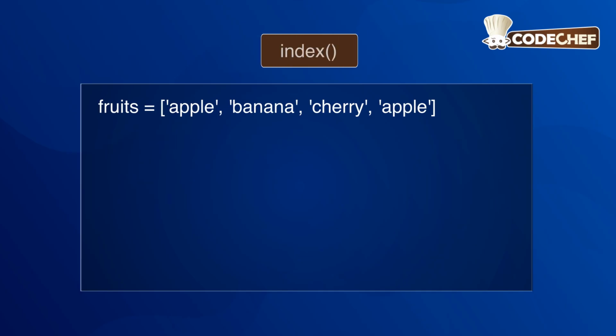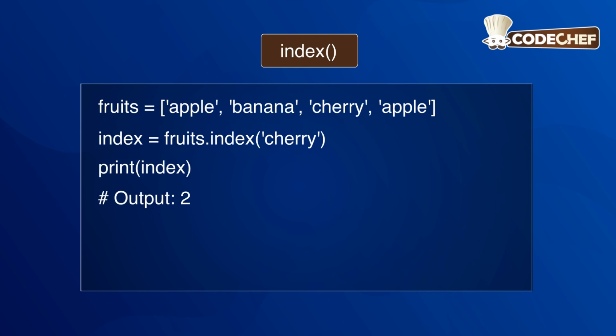The .index method returns the index of the first occurrence of a specified item in a list. To get the index of the first time an item appears, use the .index method. In this code, we call fruits.index('cherry'). This method searches the list and returns the index of the first item that matches cherry, which is 2. This value is then stored in the index variable and printed.